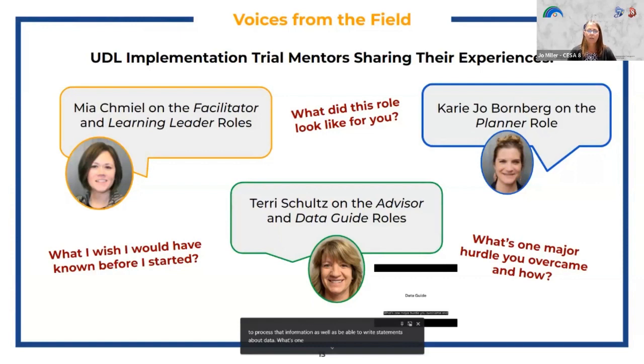All right, and what's one major hurdle you overcame and how? One of the hurdles I overcame was really taking the view of the educator in this process. Because I was the mentor, I knew the information and I knew what was coming next. However, it took me a while to realize that the teachers taking part in this trial process did not have that knowledge. So I started previewing what was coming next for the educators. That seemed to not only relieve some anxiety, but also made the rest of the trial process so much smoother. Great. Thanks, Terry.